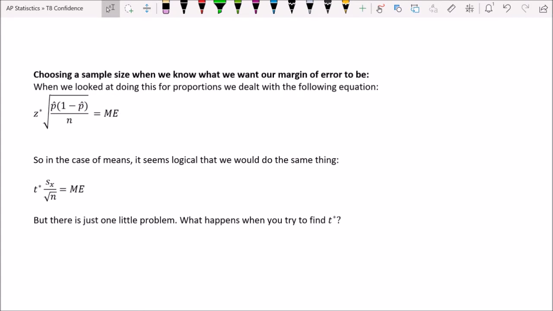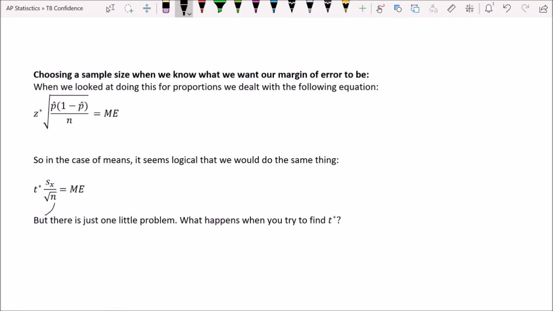Now, similarly, when we talked about proportions, we talked about finding the sample size to guarantee a certain margin of error. That's what I have on the screen now, the equation that we learned in the previous video. If we were doing the same thing for means, it seems logical that we would do the exact same thing. Instead of z, now we know it's not z star, it's going to be t star. And it's going to be not sigma, but s sub x. But there's just a little bit of a problem.